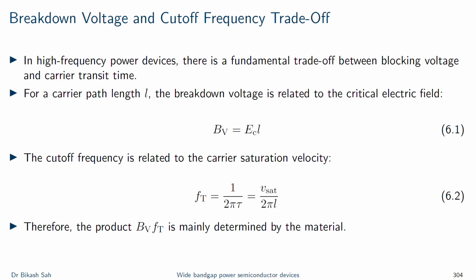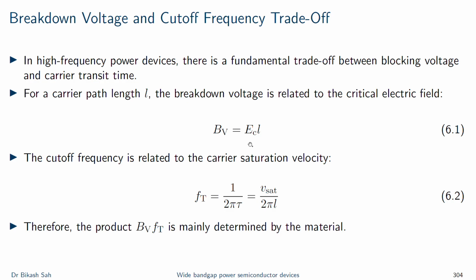So let's get introduced to the very first order trade-off, right? Suppose a carrier has to travel through a path length L. If the material can sustain a critical electric field, which we defined as EC throughout our lecture, then the maximum blocking voltage scales as V_B equals EC times L. So if we want a high voltage device, traditionally we increase the distance over which the voltage is supported.